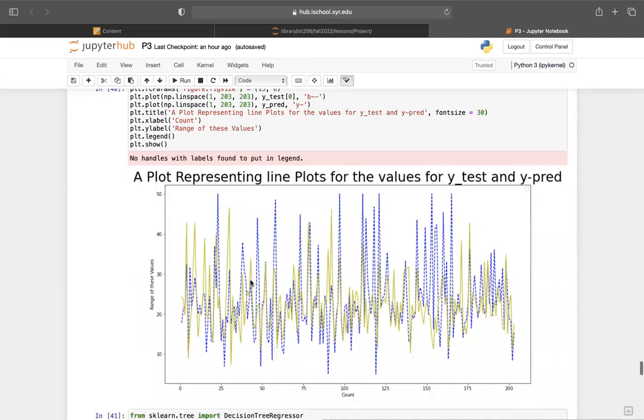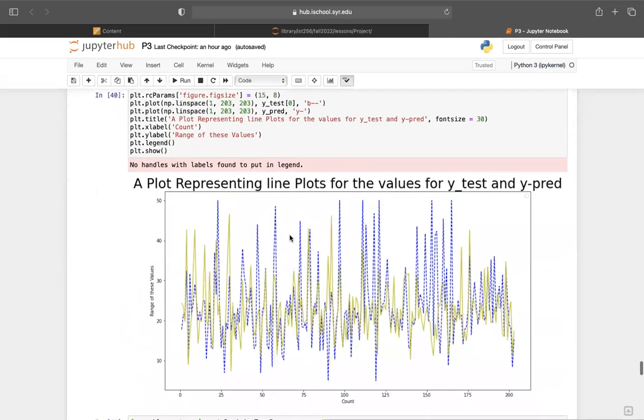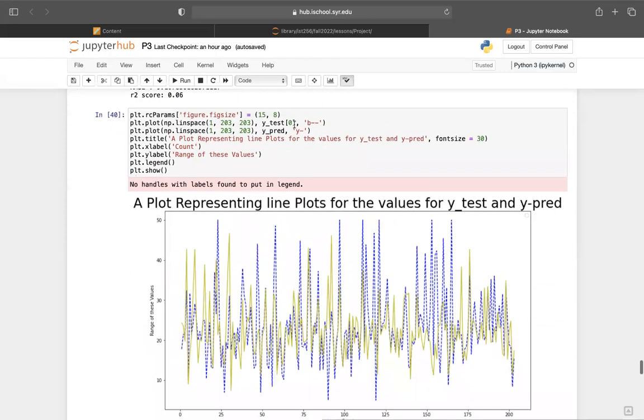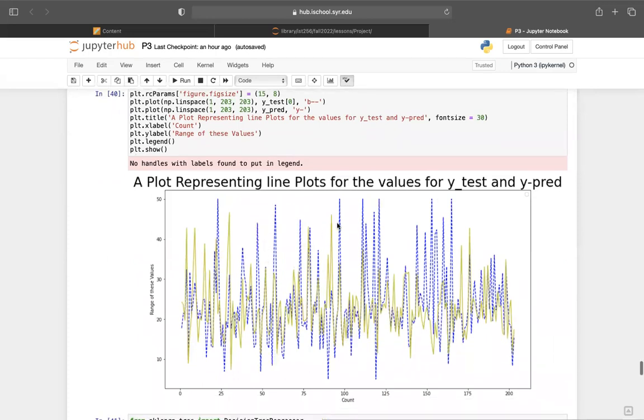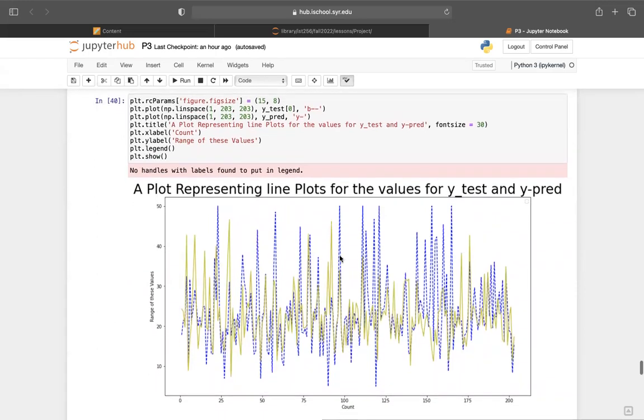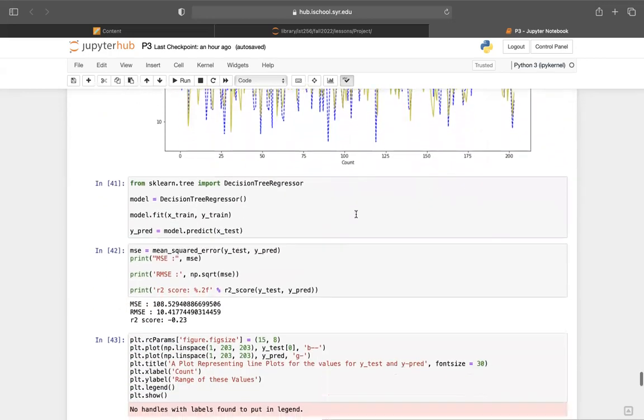After that we can see the graph, the blue one is the original test data, and the yellow one is the prediction, showing how the computer predicts, to see the predicted one and the real one.